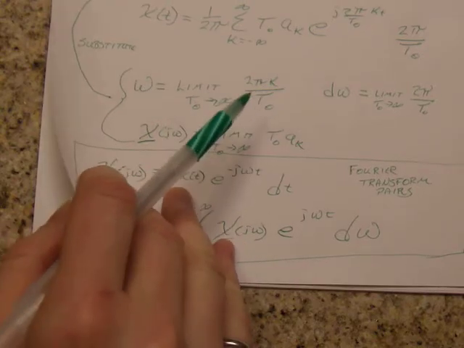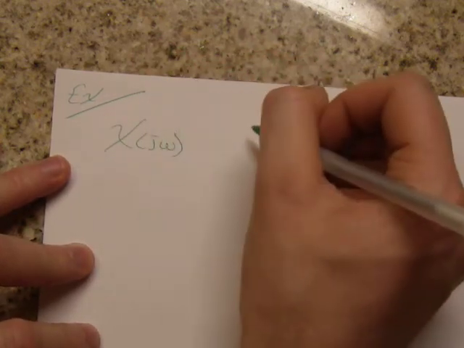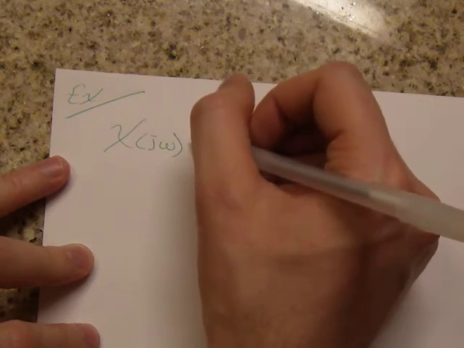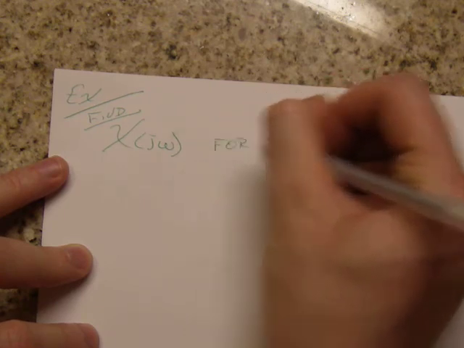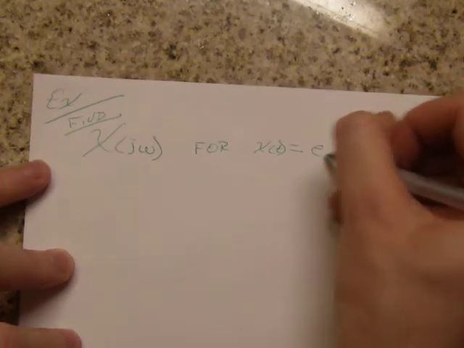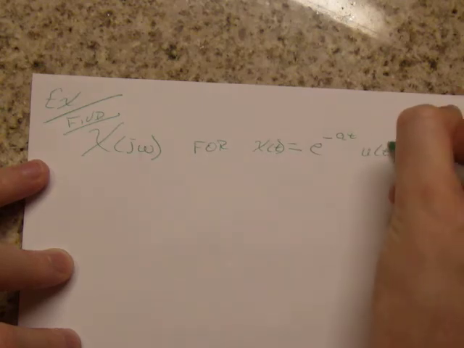Let's look at a quick example. Find X of j omega for x of t equal to e to the negative a t, u of t.